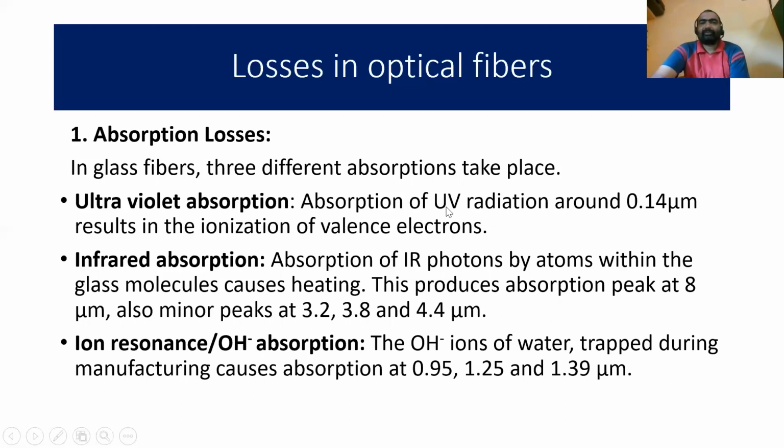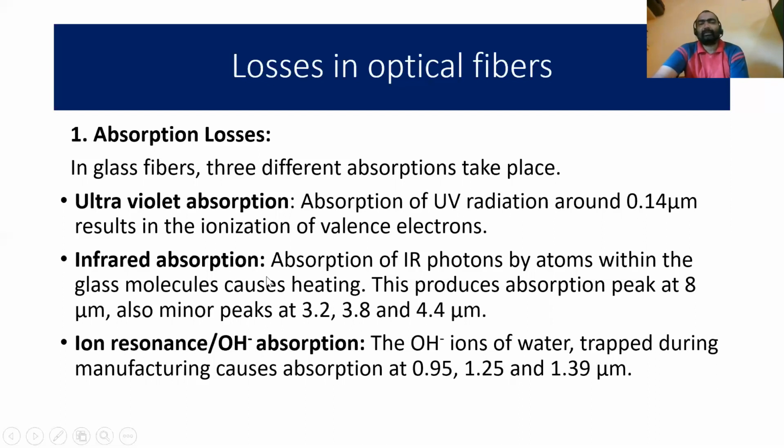Ultraviolet absorption. Absorption of ultraviolet radiation around 0.14 micrometer results in ionization of valence electrons, which means when ultraviolet radiation of 0.14 micrometer passes through the optical fiber, the glass molecule itself absorbs this radiation and utilizes it for ionization of the electrons. So there is some loss.